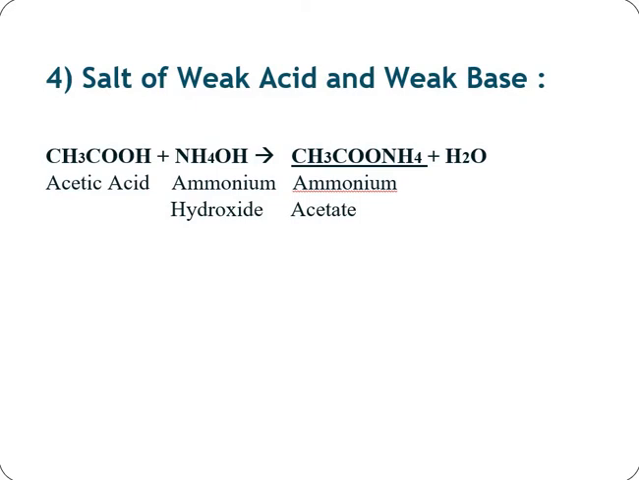Now last point is salt of weak acid and weak base. We know acetic acid is weak acid and ammonium hydroxide is weak base. When acetic acid reacts with ammonium hydroxide, it gives ammonium acetate. So ammonium acetate is a salt of weak acid and weak base. So these are the types of salts.